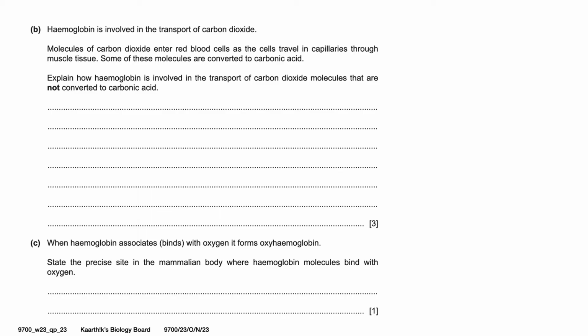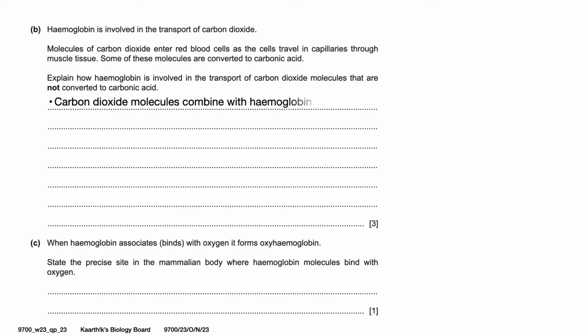The B part of this question asks, hemoglobin is involved in the transport of carbon dioxide. Molecules of carbon dioxide enter red blood cells as the cells travel in capillaries through muscle tissue. Some of these molecules are converted to carbonic acid. The question asked here is, explain how hemoglobin is involved in the transport of carbon dioxide molecules that are not converted to carbonic acid. So some of the carbon dioxide will be converted to carbonic acid, but how the carbon dioxide that is not converted is transported with the help of hemoglobin is the question being asked.